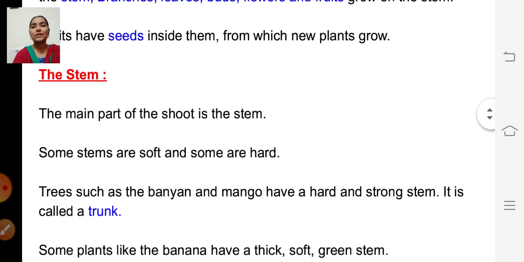So first we'll see about the stem. The main part of the shoot is the stem. Some plants have thick stems with a thick outer covering, and some plants have soft stems. Like banyan tree and mango tree, they have thick and hard stems, and these kind of stems are called trunk. And in banana tree the stems are thick but soft, greenish in color, isn't it?